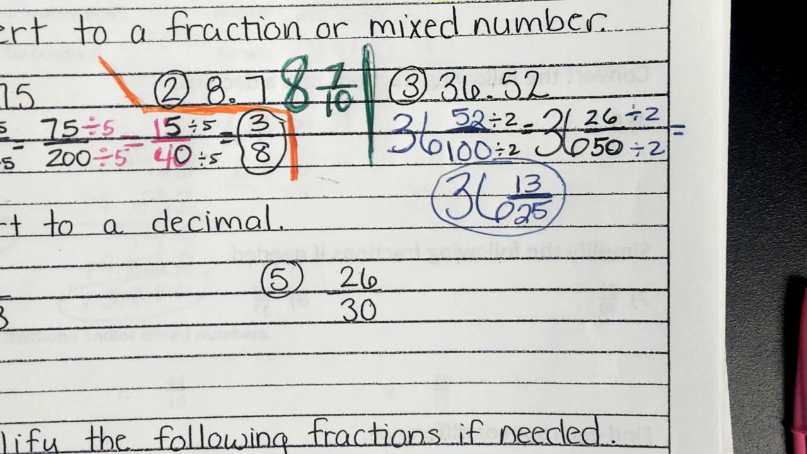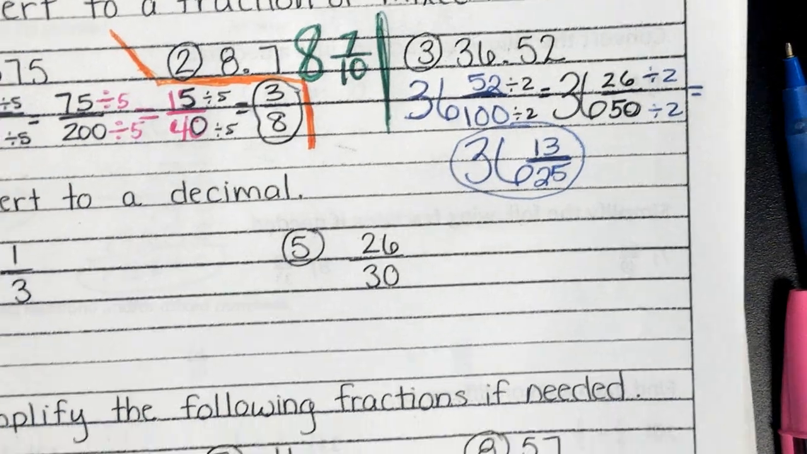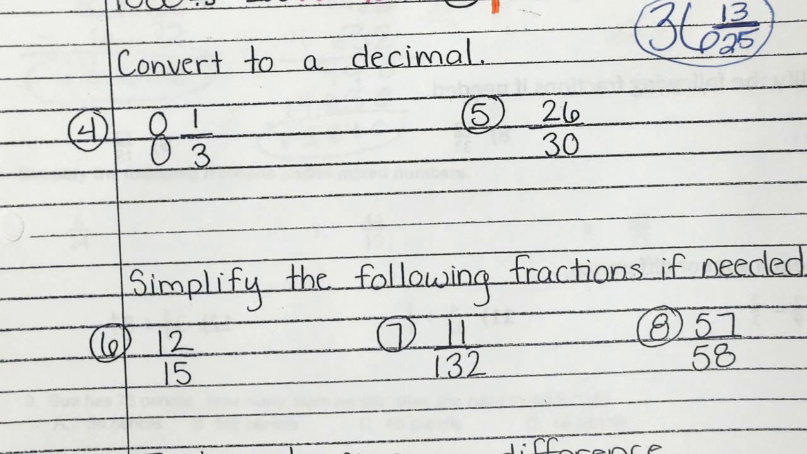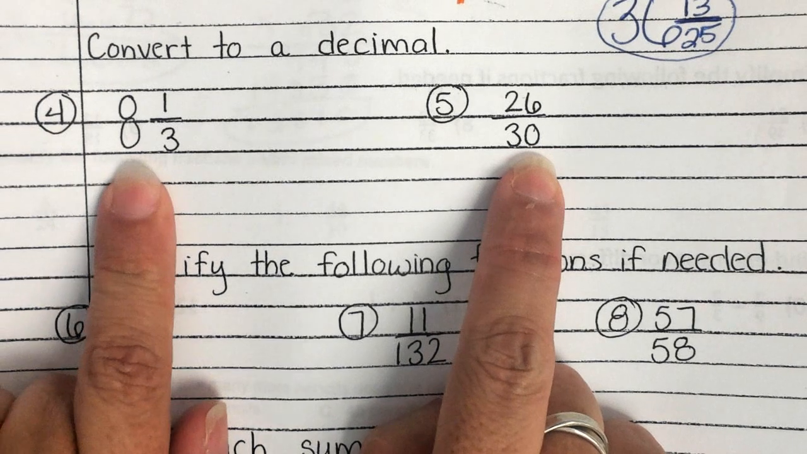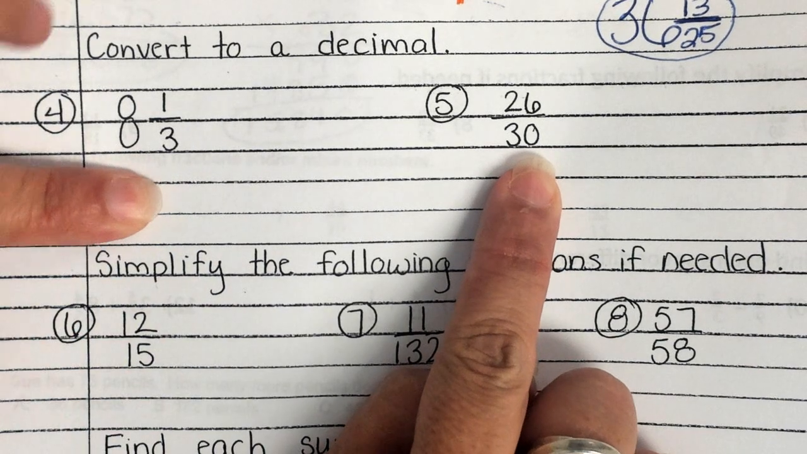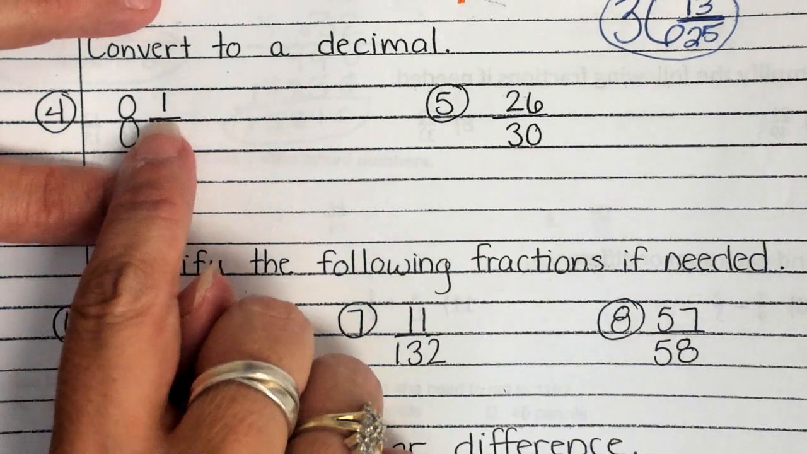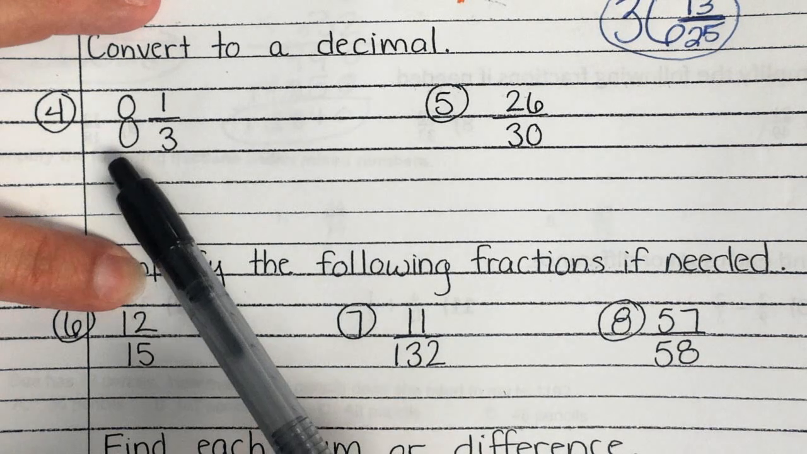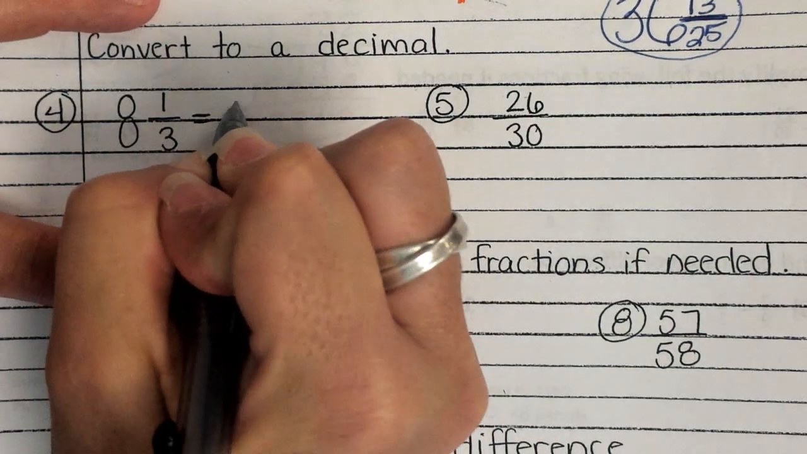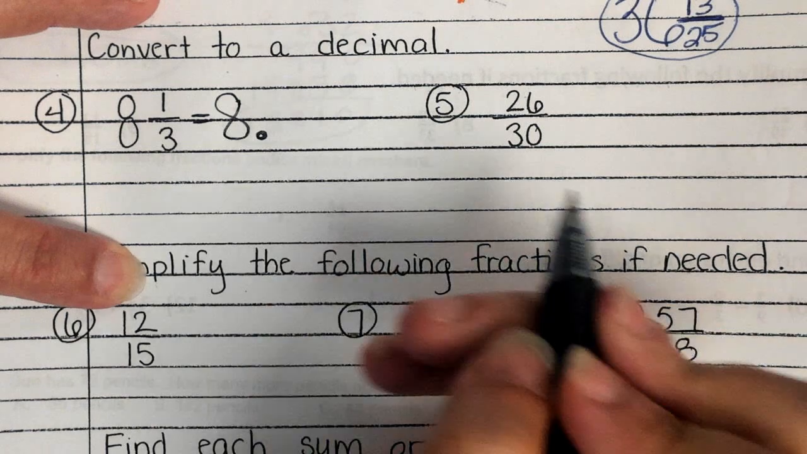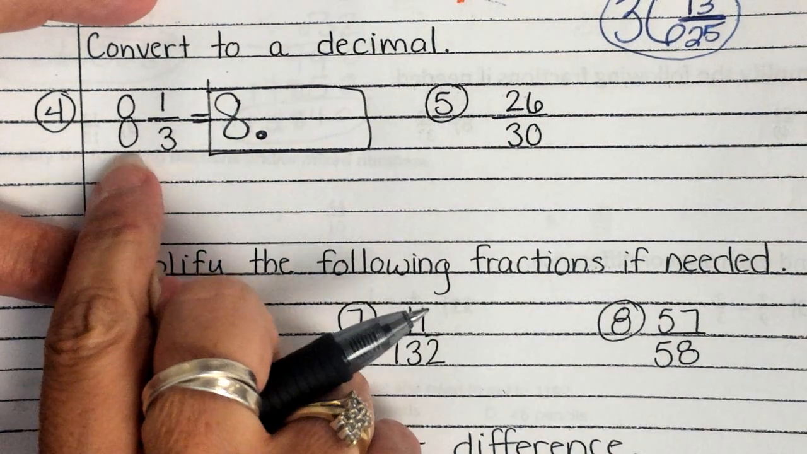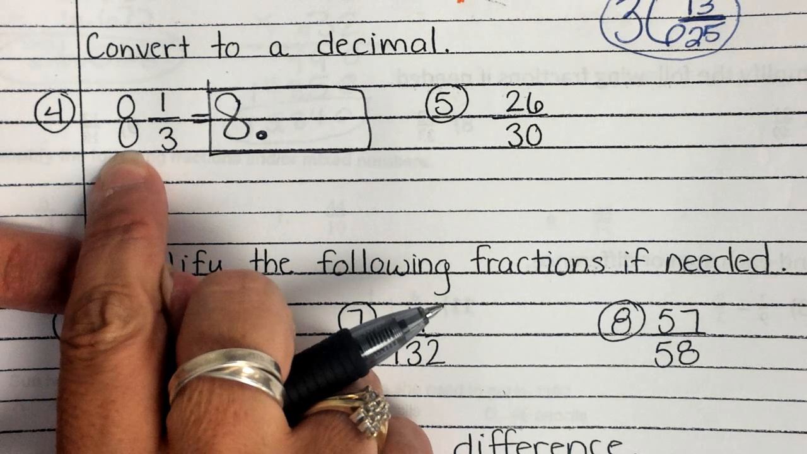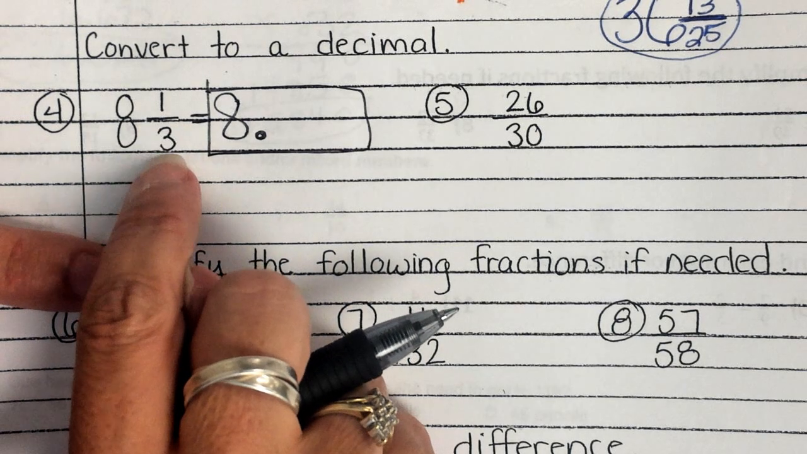Now we're going to convert to a decimal. Taking a fraction or mixed number, changing it to a decimal. Okay, now I like the beginning of these because if it's 8 here, it looks like 8 there. That's part of your answer right there. 8 in the front, 8 in the front. That's the easy part. What do we do with the 1 and the 3?